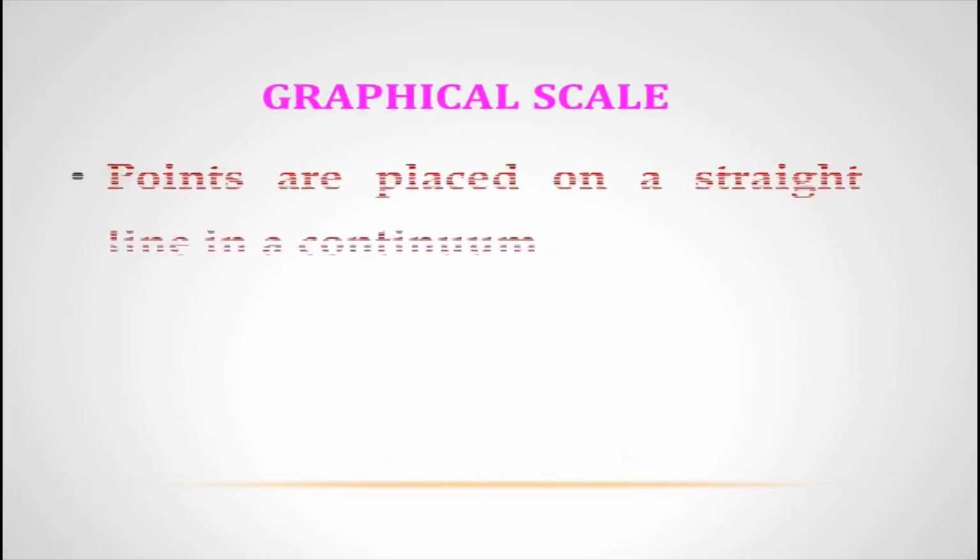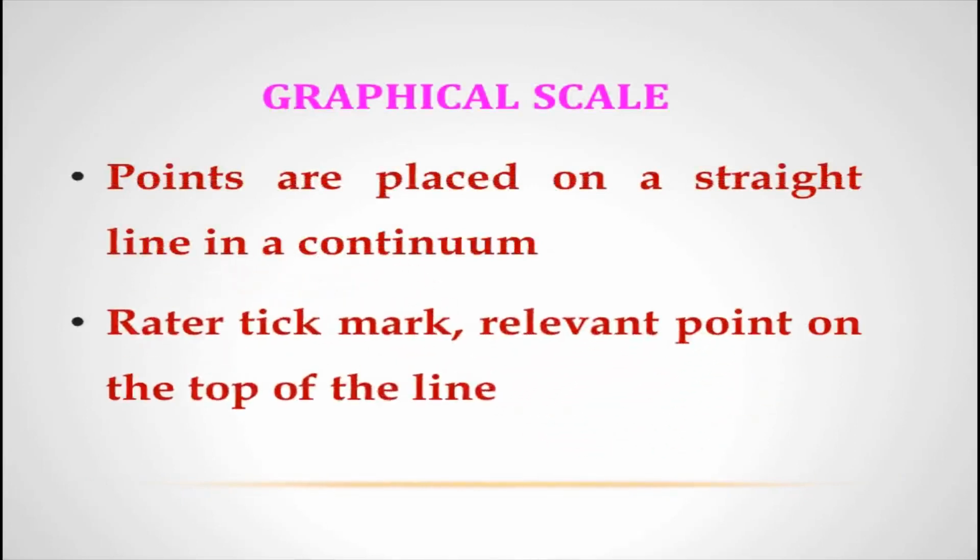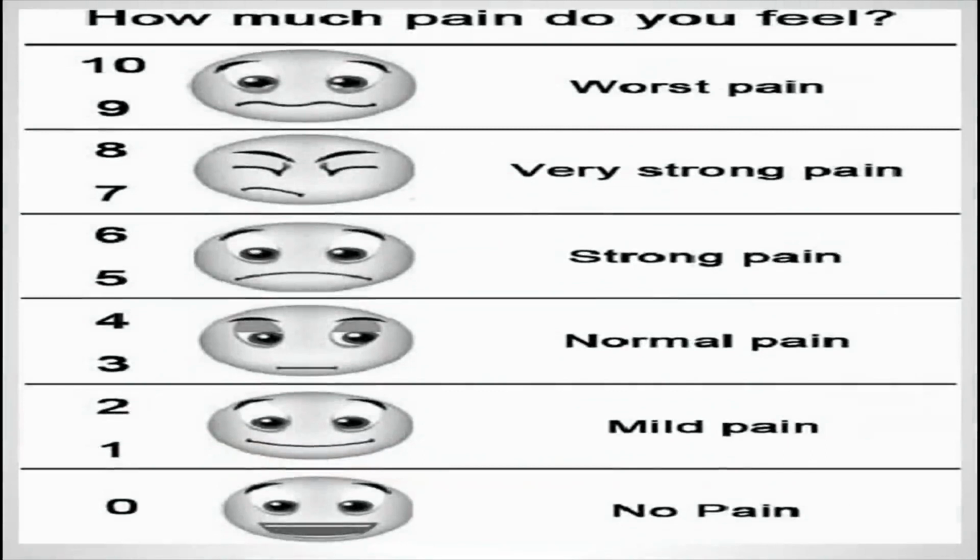The last one is graphical scale. Here the points are placed on a straight line in a continuum. Rater ticks the relevant point on the line. This is an example for graphical scale. Here the points are described graphically.